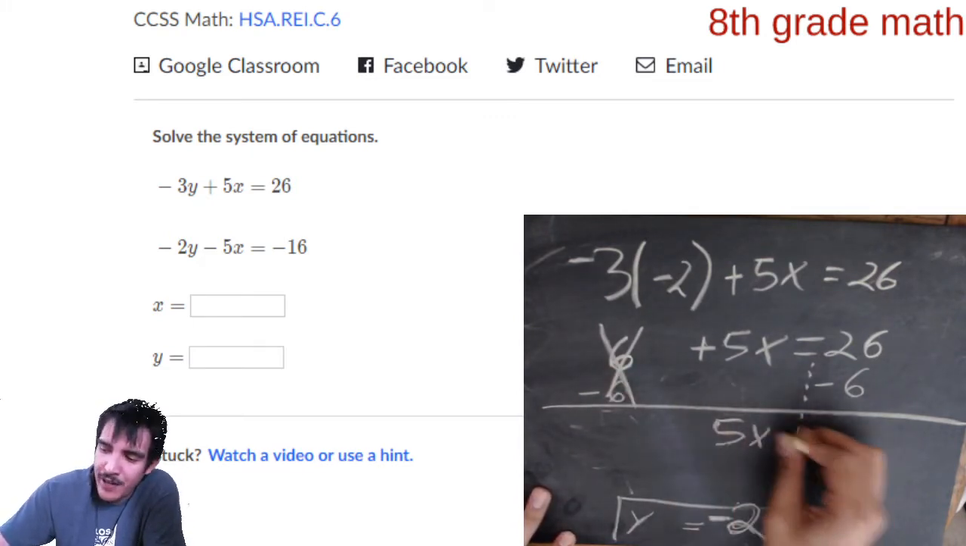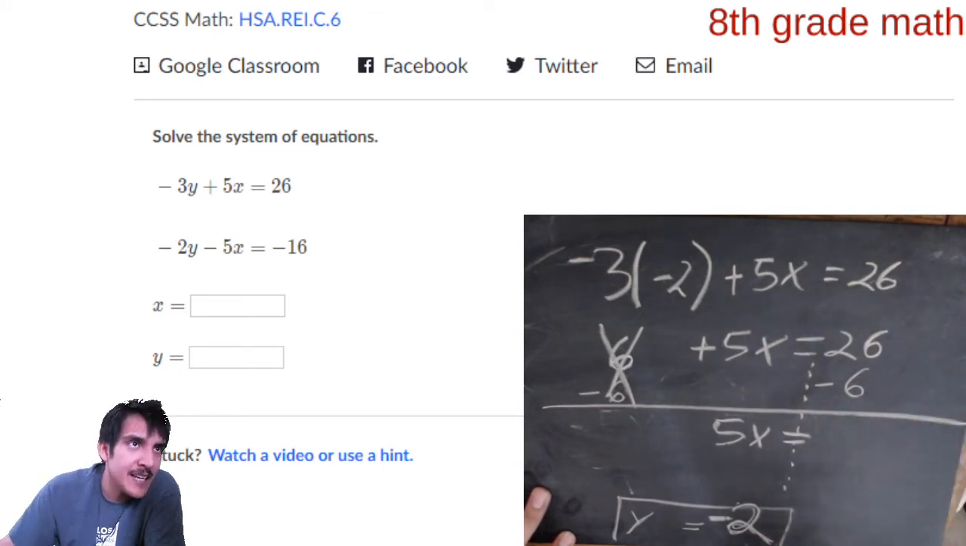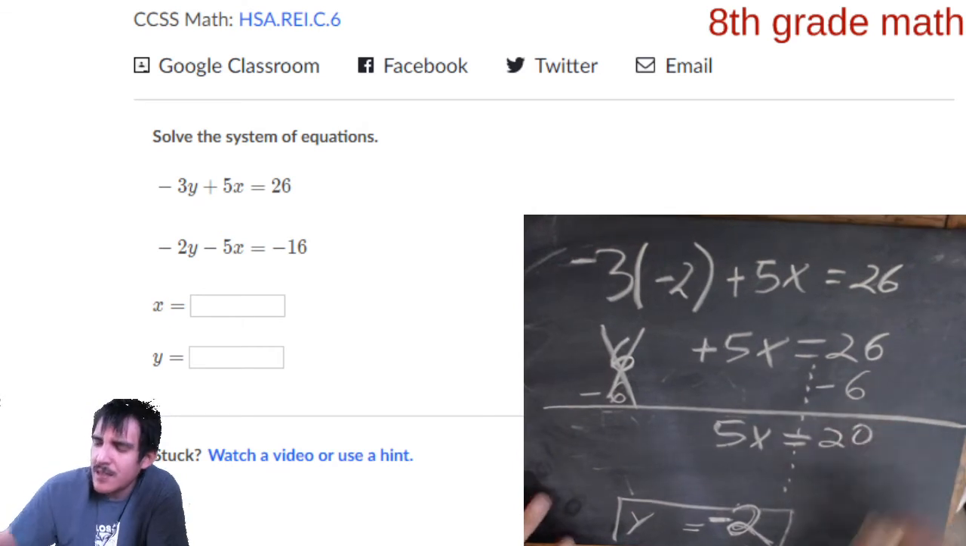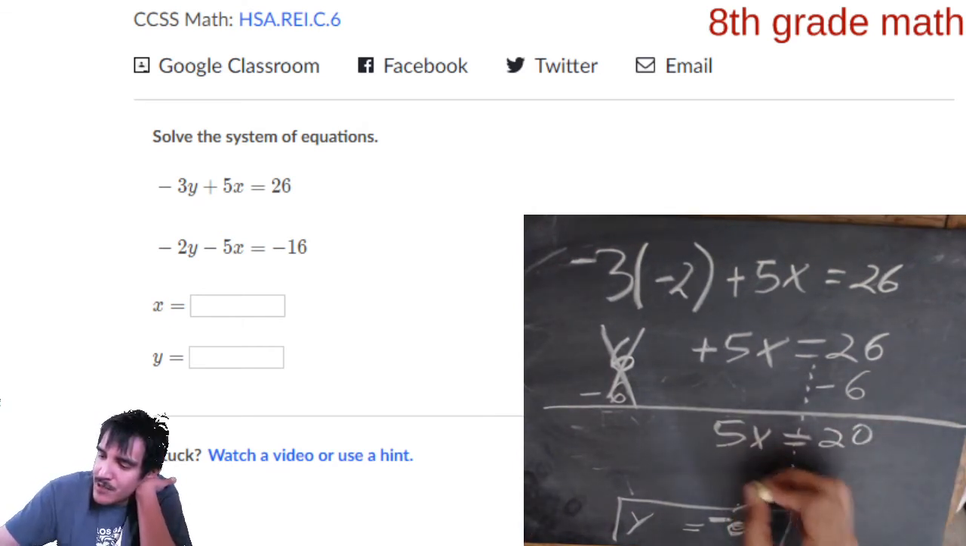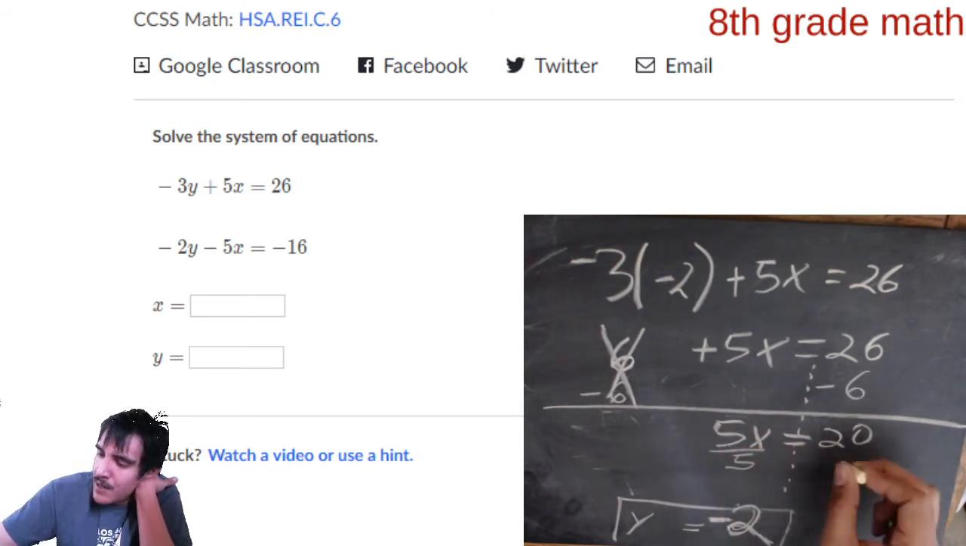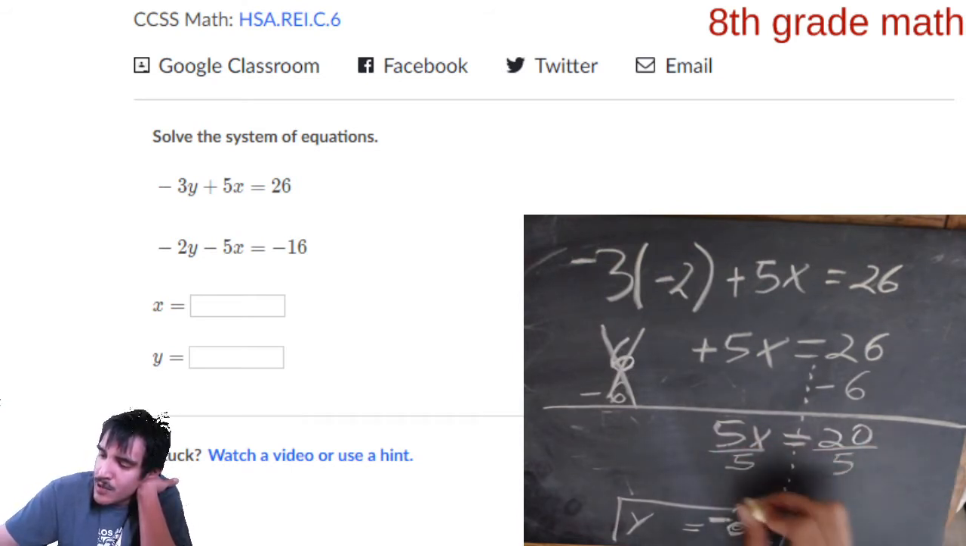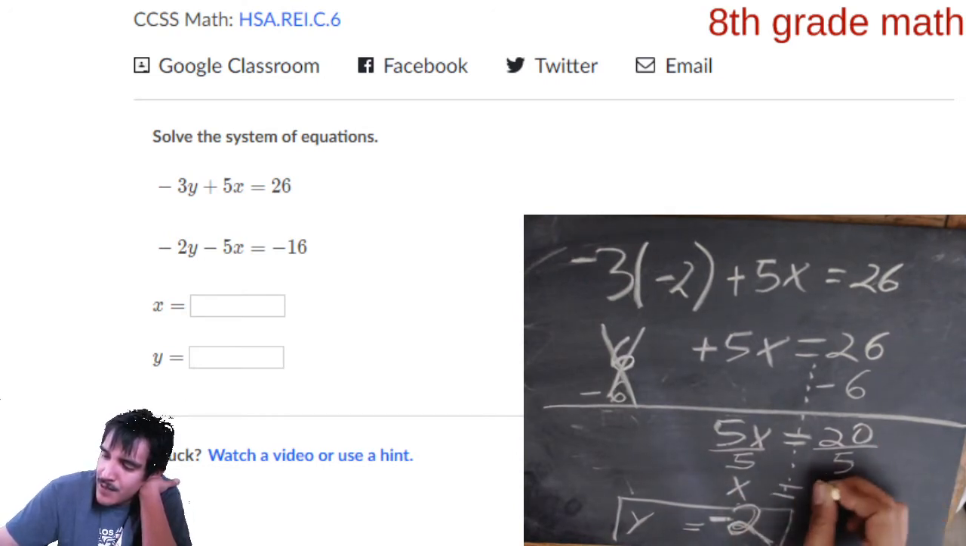So you just bring down 5x. On this side, 26 minus 6 would equal 20. And then we have 5x equals 20. So 5 times what equals 20? You probably could solve this one mentally, but still, please show the work. You get 1x equals 20 divided by 5. That's a simple 4.